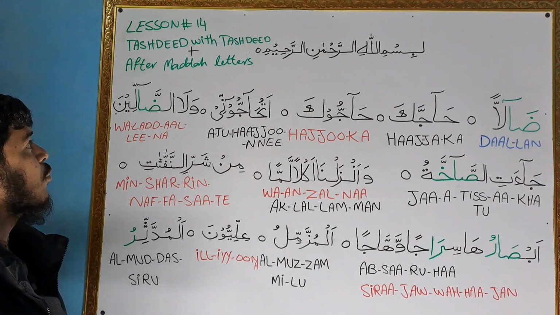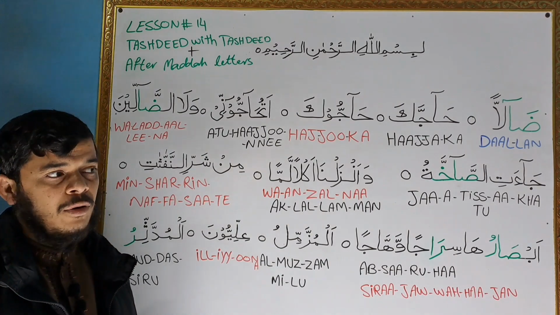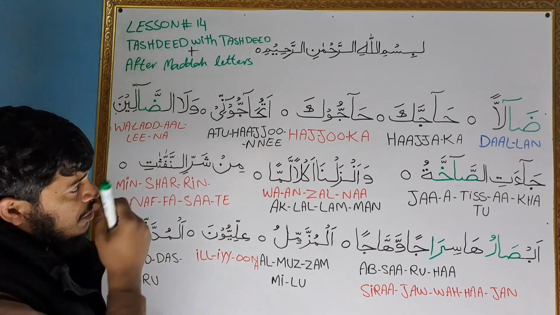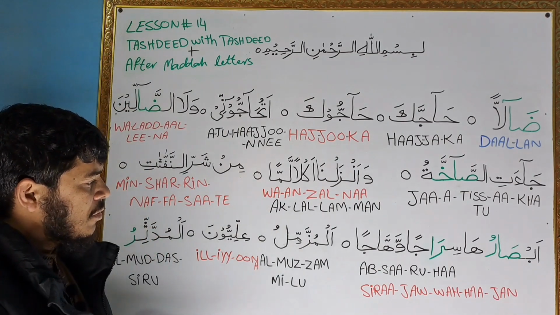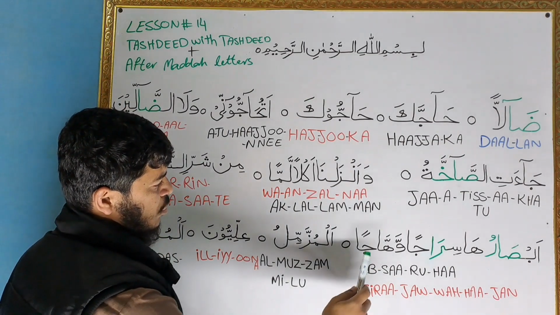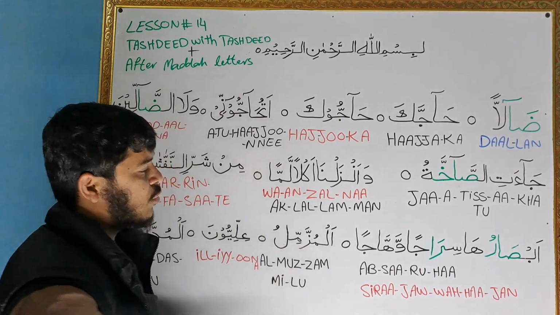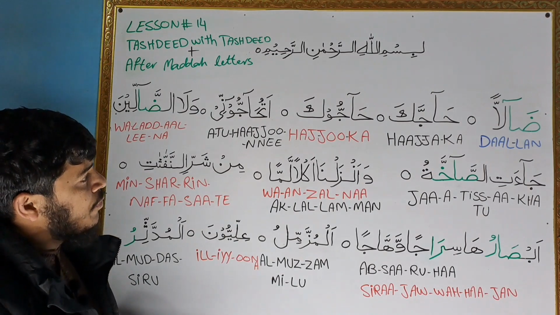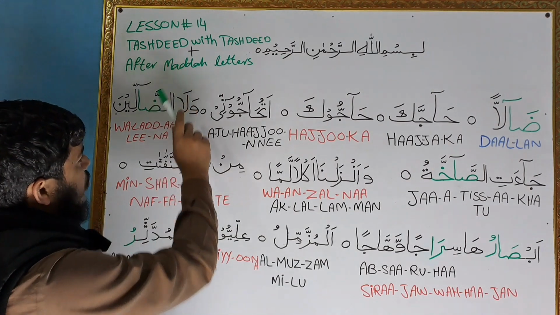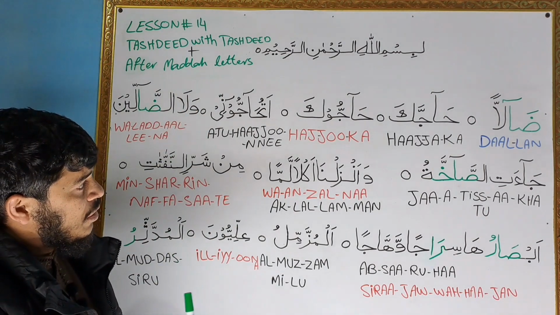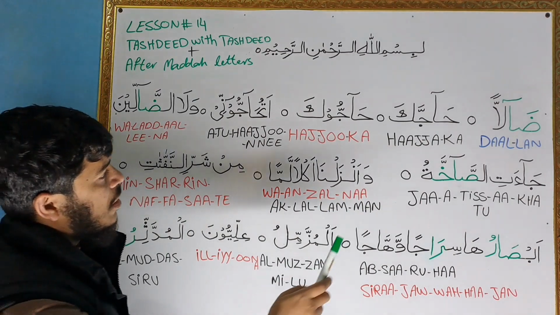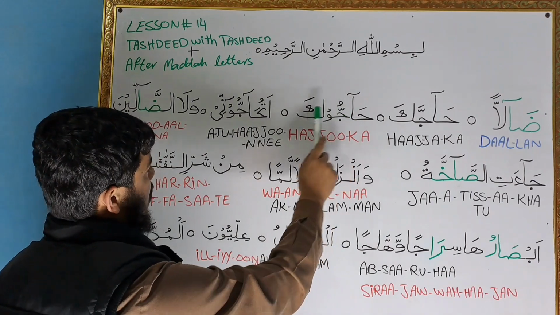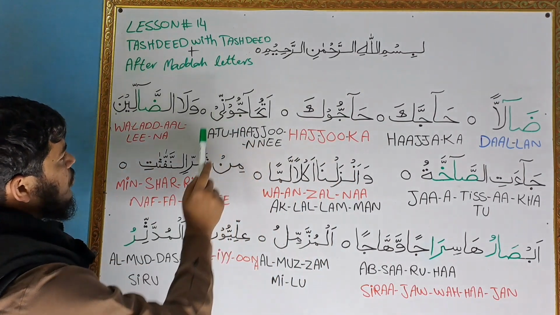And this is our 14th lesson and second part. In this one, as you can see, the name is TASHDEED with TASHDEED. We are going to discuss the words having two TASHDEED signs coming together and after Maddah letters. So in this one we will discuss the words related to having shadda sign after Maddah letters, just like that. You see this one?